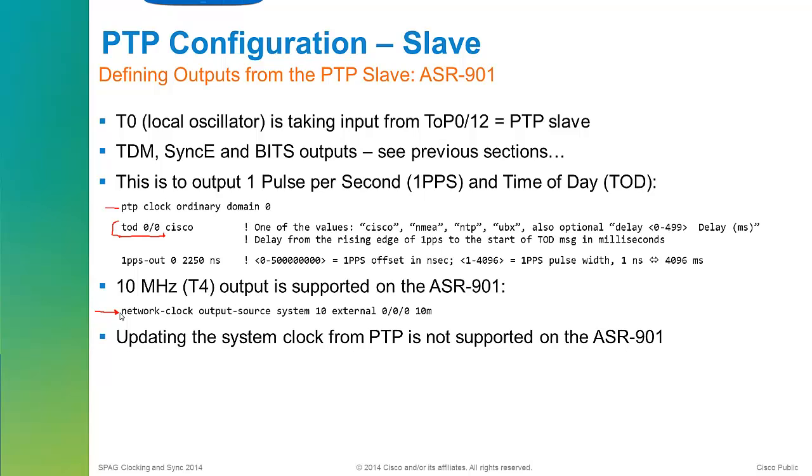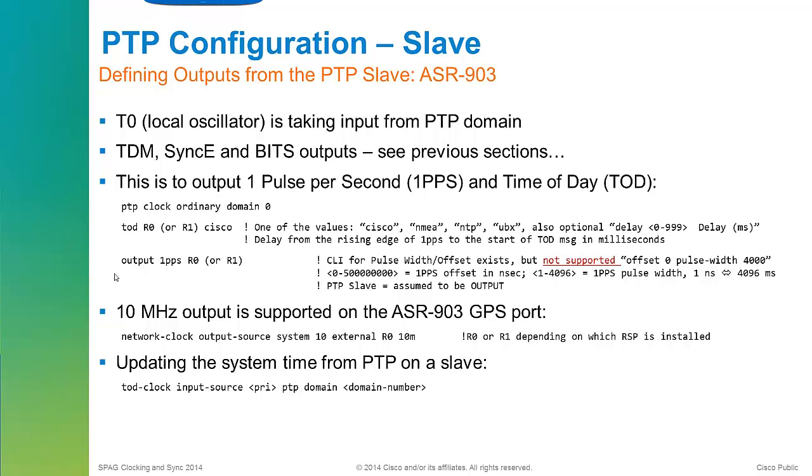But one slight difference here is the 901, you cannot update the system clock from PTP. I don't know if they're going to change that or why that is, but I know that certainly the recent versions it doesn't work. So if you want to have the system clock updated, you probably have to run NTP over the top to make sure the system clock's up to date. So the phase is still there, the time of day is still there, but you just can't update the system clock.